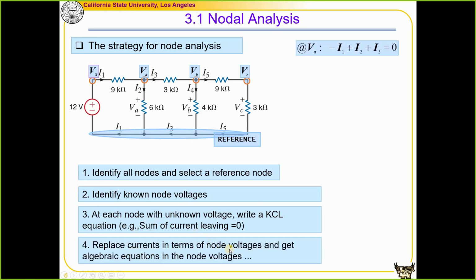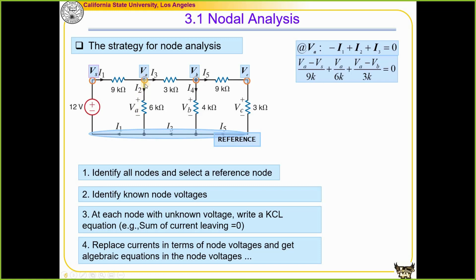The next step is to replace all the currents in terms of nodal voltages and get the algebraic equations in nodal voltages. For example, at node VA, to write the KCL equation, if we use I1, I2, and I3, we'll write the equation of negative I1 plus I2 plus I3 equal to 0. Then we can replace the currents I1, I2, and I3 by using Ohm's law. I1 is over here. That can be calculated by using Ohm's law of the voltage difference between the two. So Vs minus Va divided by 9, that is my I1.